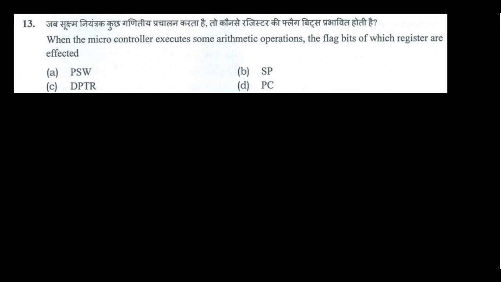When the microcontroller executes some arithmetic operations, the flag bits of which register are affected? It is the program status word. The answer is option A, program status word. When you add some numbers, we have to say whether it is overflowing, or whether it is equal to 0. Based on those arithmetic operations, the microcontroller sets and resets some bits in the program status word.